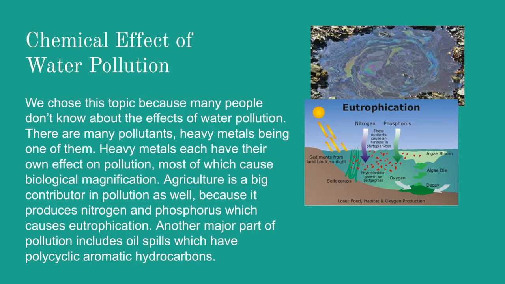Agriculture causes lots of nitrate and phosphorus pollution, which leads to eutrophication, which is the excess of nutrients that grows plants and causes a lack of oxygen to reach animals, evidently causing death. Oil spills contain polycyclic aromatic hydrocarbons that lead to fish death. All of these are just some of the main ways chemicals pollute the water that we use.